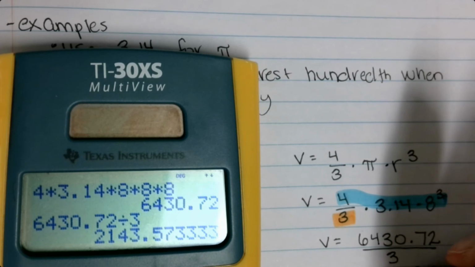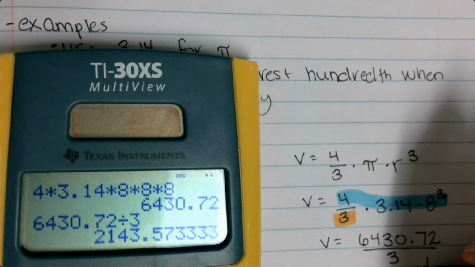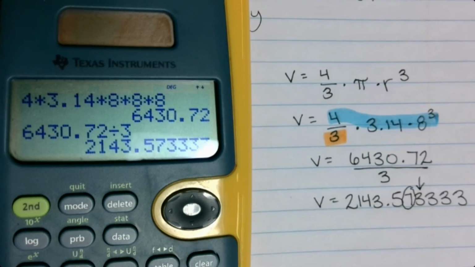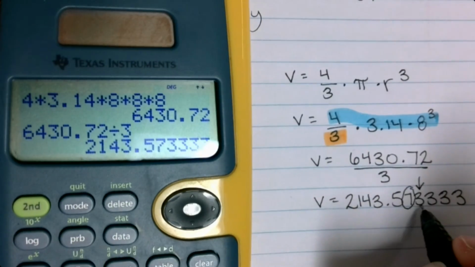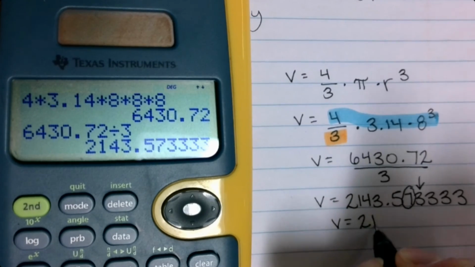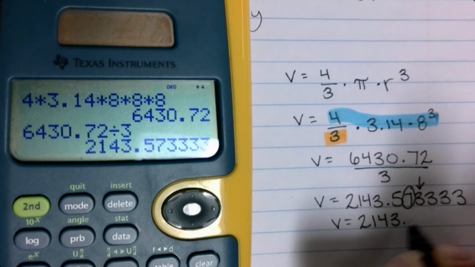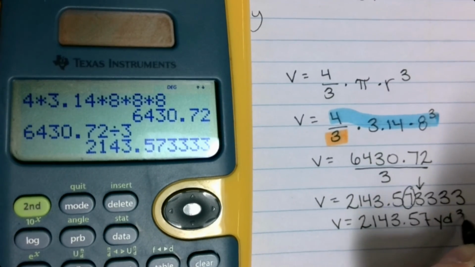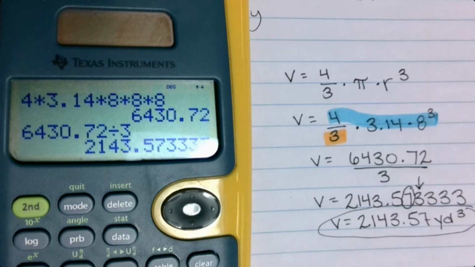We want to round to the second digit, which means we look to the right. The 3 makes the 7 stay the same, so our final volume is 2143.57, and this is going to be yards cubed. Remember, volume is cubed, area is squared.